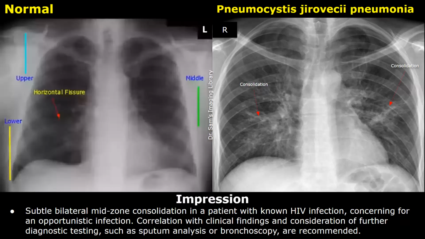This is the impression: subtle bilateral mid-zone consolidation in a patient with known HIV infection, concerning for an opportunistic infection. Correlation with clinical findings and consideration of further diagnostic testing, such as sputum analysis or bronchoscopy, are recommended.